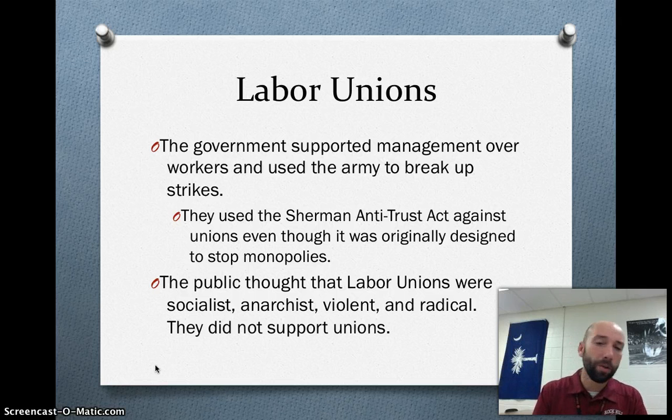The real reasons why labor unions are ineffective: first off, the government not supporting unions, supporting the business owners, and sending the army in to break it up. The second reason is that the public perception of labor unions is so low. People think of unions as being socialist and anarchist and violent and radical, and in some cases that is true. They were those types of people, but in most cases they just want better wages. The people don't support them, and so politically it's a bad idea. Politicians don't really join in to help labor unions.